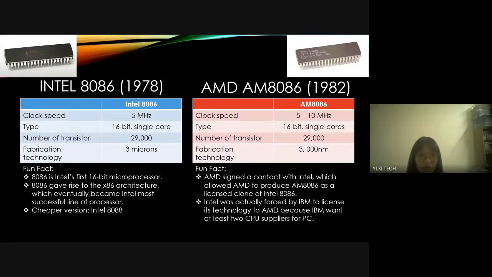And AMD came with its own 8086, because AMD signed a contract with Intel which allowed AMD to produce this AM8086 as a licensed clone of the Intel 8086. Intel was actually forced by IBM to license its technology to AMD, because IBM wanted at least two CPU suppliers for PCs. You can see that they are similar, using similar fabrication technology, but the clock speed is different, because AMD used the time to learn about the technology of Intel.